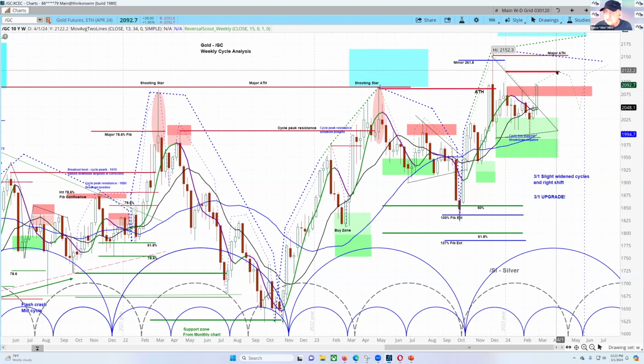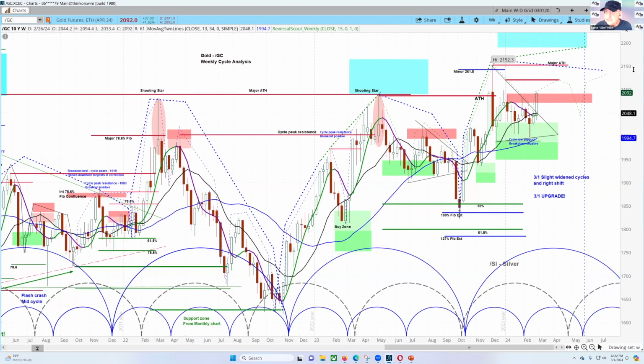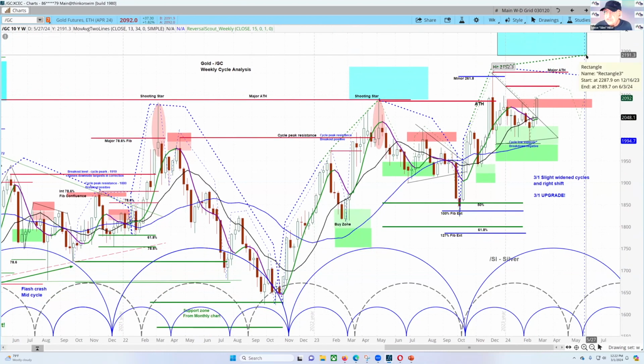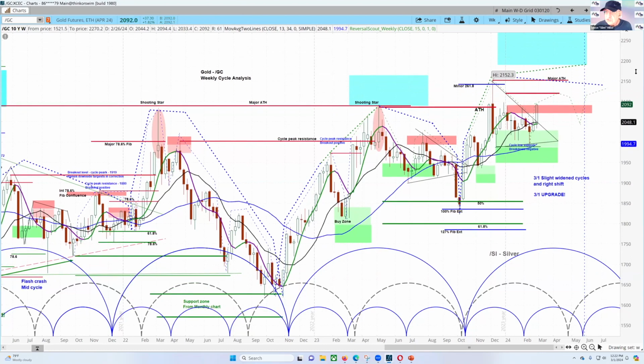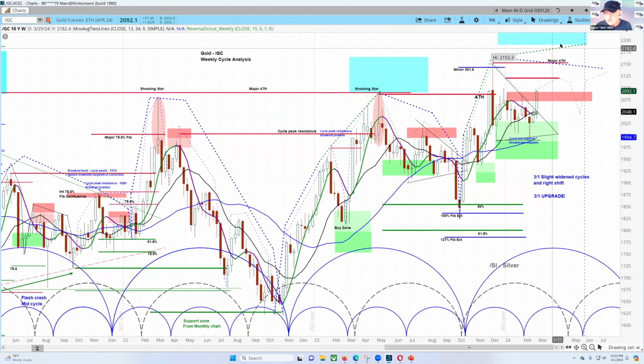Now, resistance is over here, 2120, that other peak at 2152, the 78% extension, 6.8 extension right over here is at just under 2200, and then this one way up over here is at around 2290, close to 2300. So any of these could be hit right now on this upside.